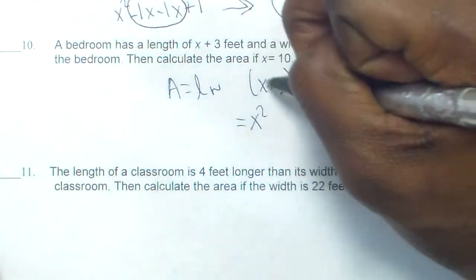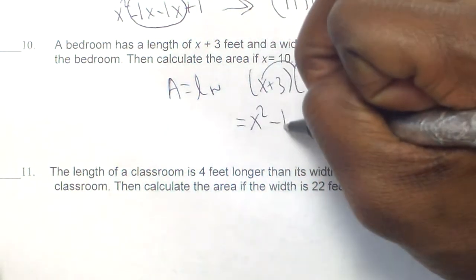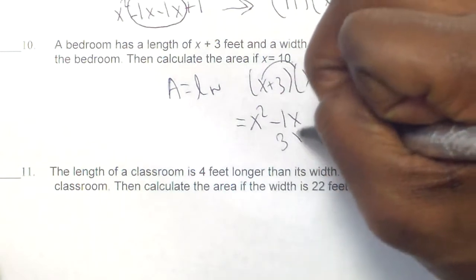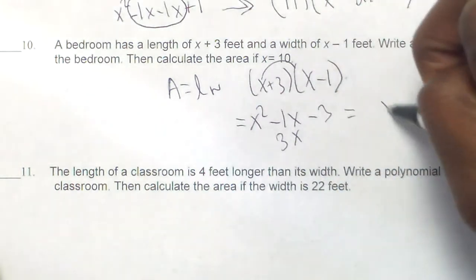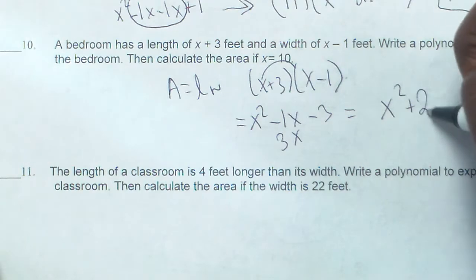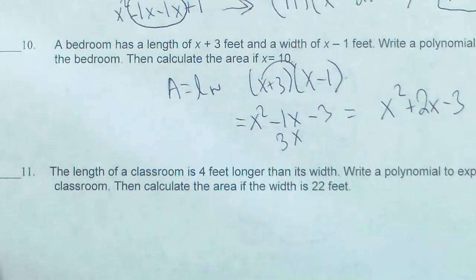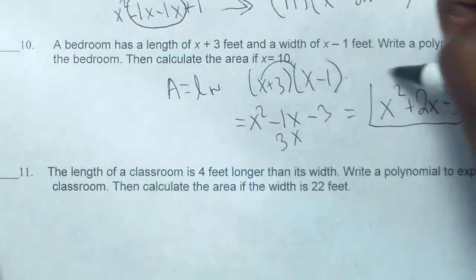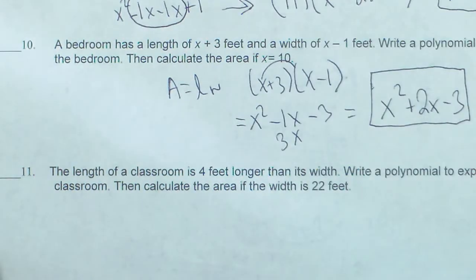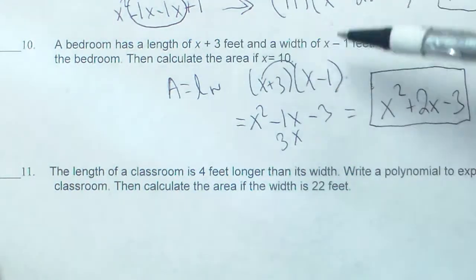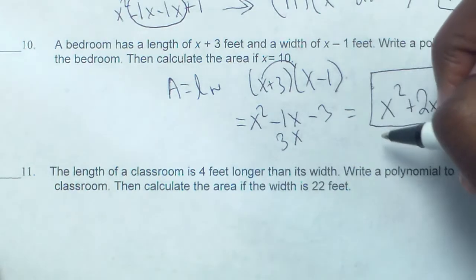Multiply those two, we end up with x squared minus 1x plus 3x minus 3. And your final answer should have been x squared plus 2x minus 3. That was the answer, writing it as a polynomial. Then the second problem tells us, then calculate the area if x is 10. So we plug in 10.